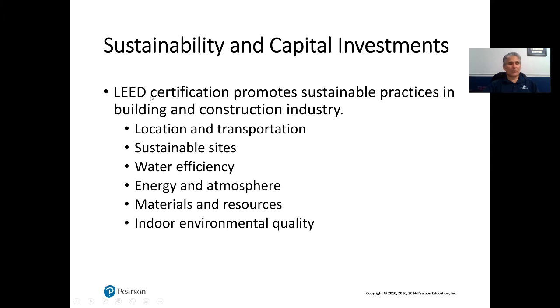There is a certification called LEED. The certification promotes sustainability practices in the building and construction industry. We're looking at location and transportation. How does that relate to reducing the amount of transportation? So that helps with sustainability. Sustainable sites, water efficiency, energy and atmosphere, materials and resources, indoor environmental quality.